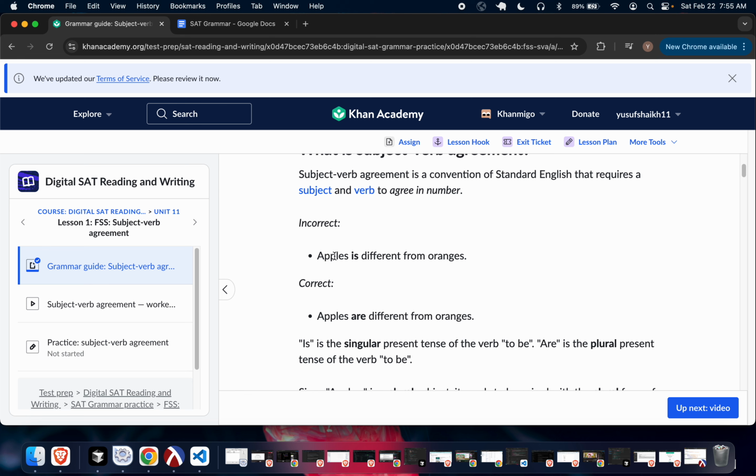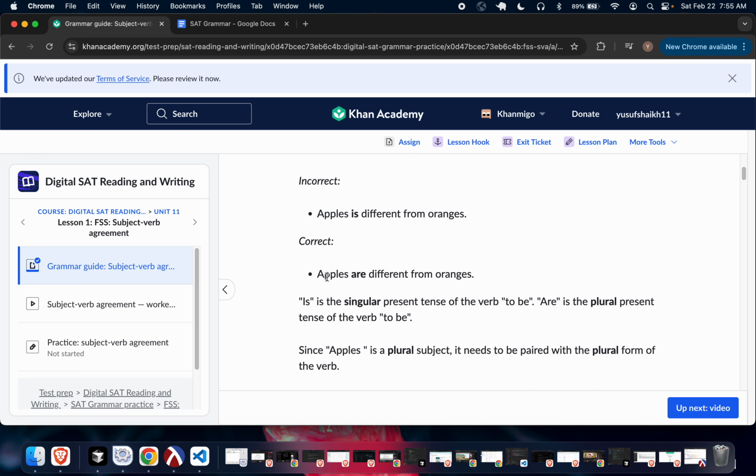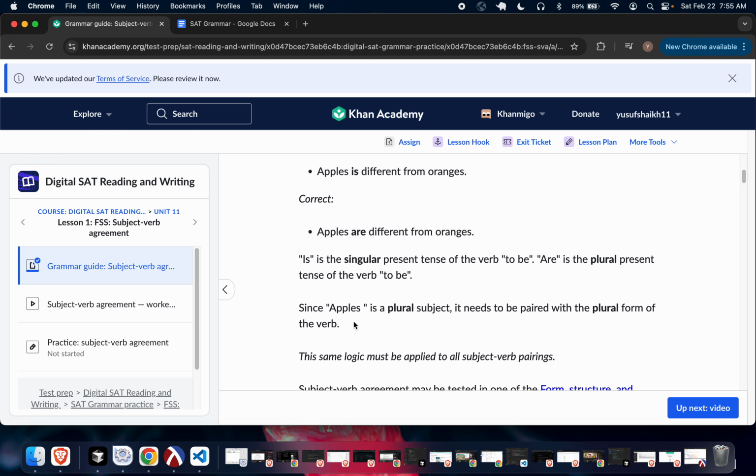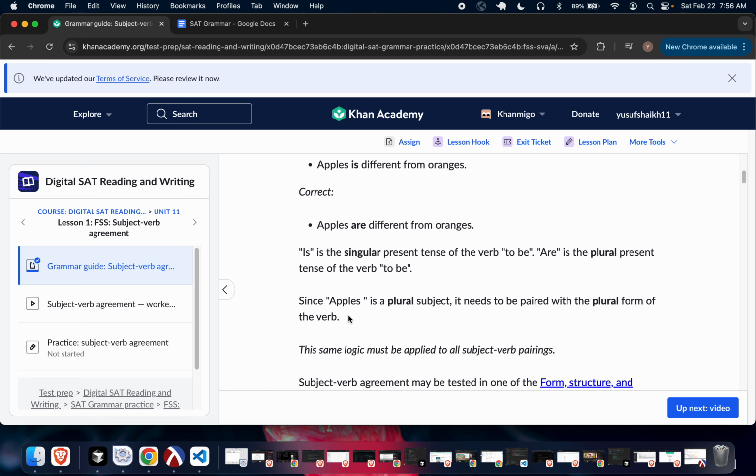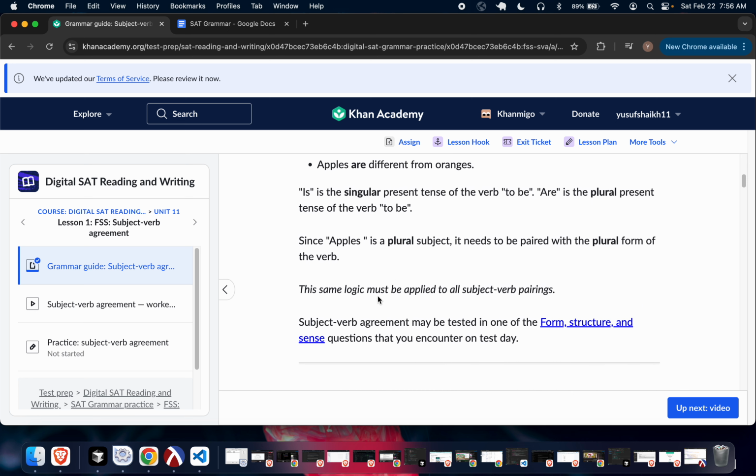For example, if you have "apples is different from oranges," this is incorrect because "is" is for singular, right? If apples is plural, then you need to use the word "are." Apples are different from oranges. So just make sure that plural subjects are paired with the plural form of the verb, and single subjects are paired with the single form of the verb. And the same logic must be applied to all subject-verb pairings.